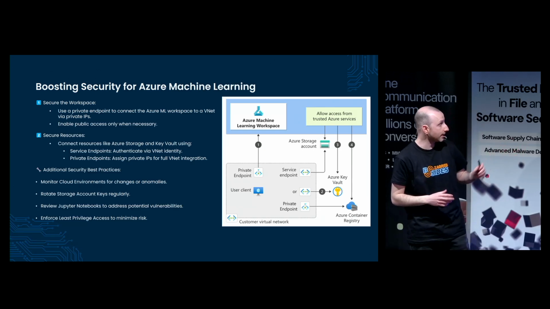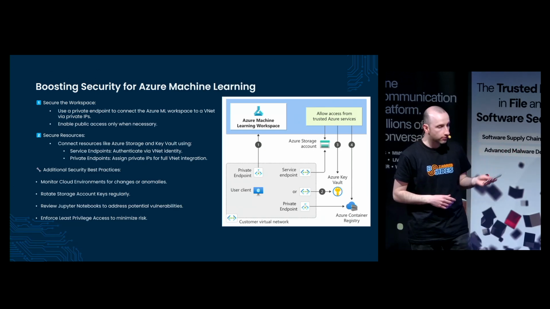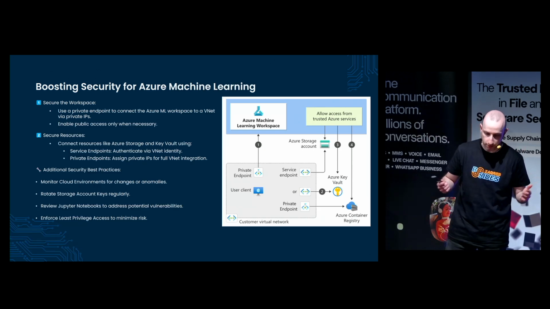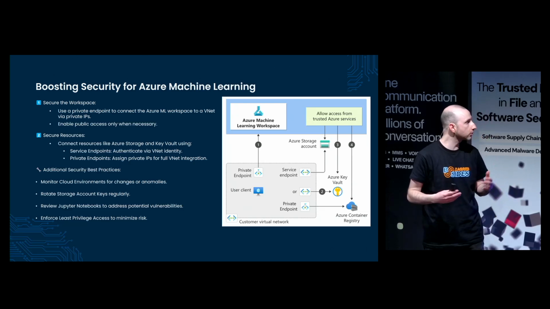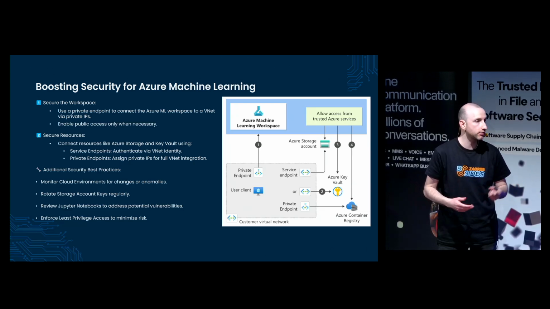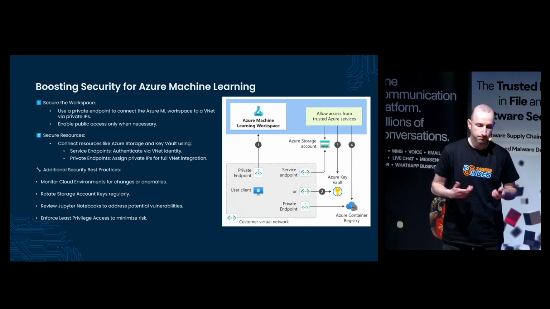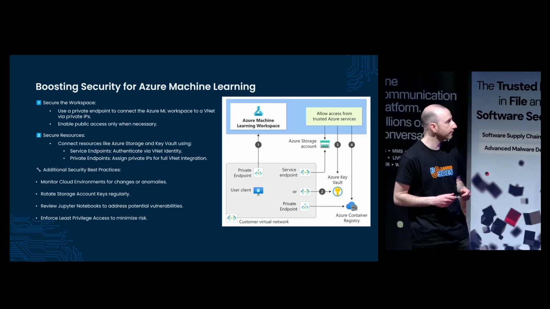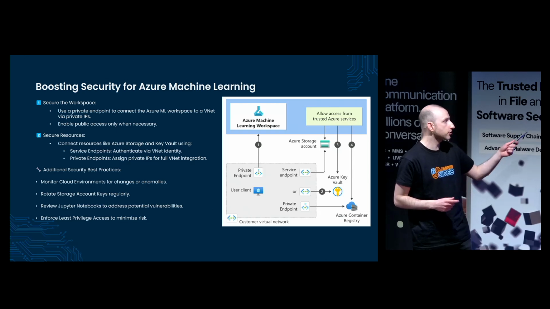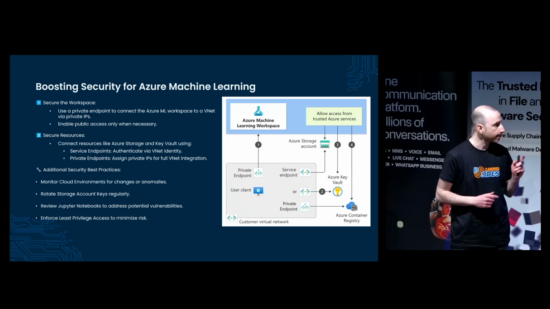This was one piece of advice. The second thing is monitor the cloud, as always. Look at what's going on there, right? Monitor the cloud for new compute instances, new secrets in the workspace, jobs, pickle files. So monitor all of this stuff. Rotate the storage account key regularly. This is good advice.